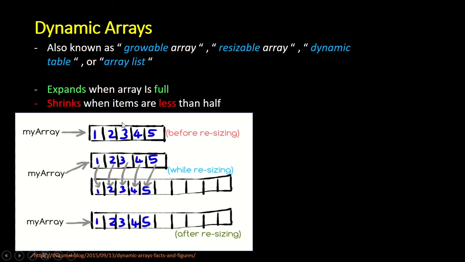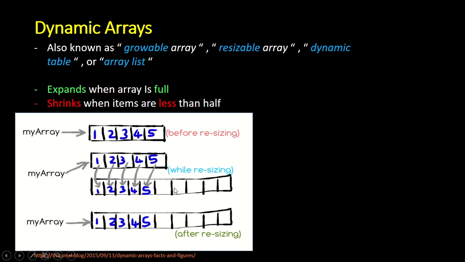So in our representation right here, we have a current array with the name of myArray. When it expands, it creates a new array with the size double of the old array. Then it copies the elements from the old array to the new expanded array. So what you have right here is after resizing.